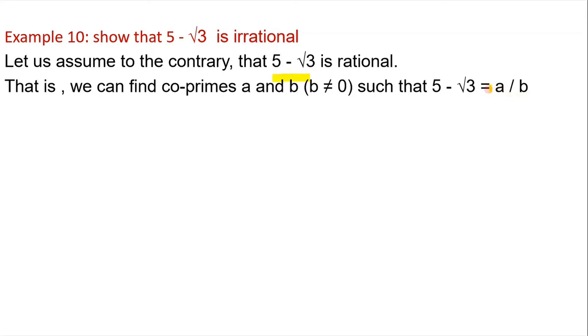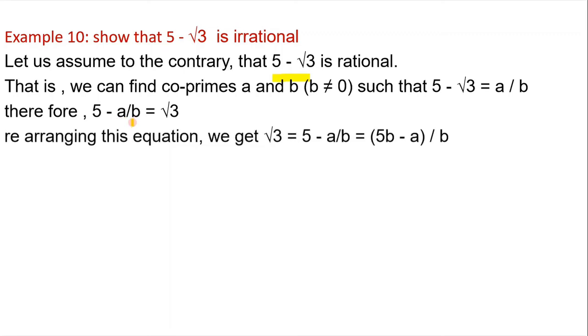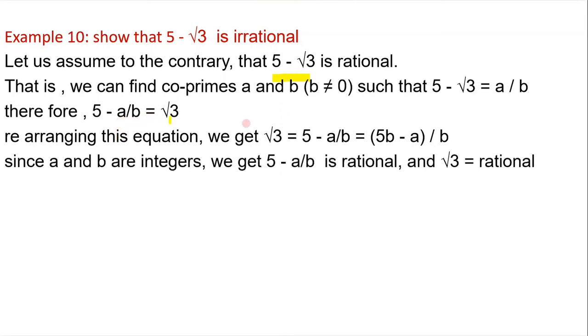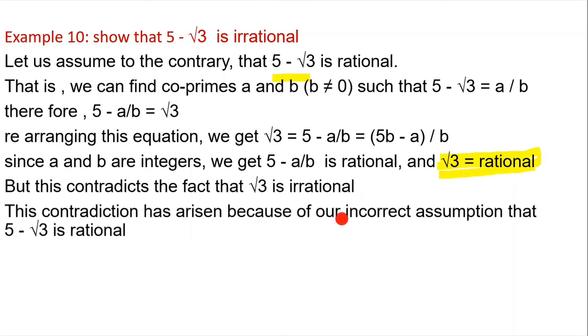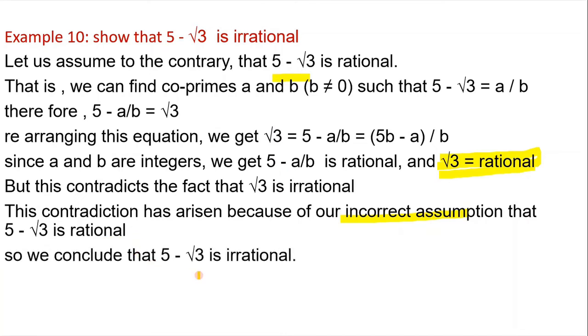Okay. Now from this equation 5 minus root 3 is equal to a by b, root 3 is equal to 5 minus a by b. Here 5, a and b are integers. That is, if you substitute any values of a and b in the above equation, we get root 3 as a rational number. But in the previous classes we proved that root 3 is an irrational number. This contradicts the fact that root 3 is irrational, and this contradiction has arisen. Why? Because of our incorrect assumption that 5 minus root 3 is a rational number. So hence we conclude that 5 minus root 3 is an irrational number.